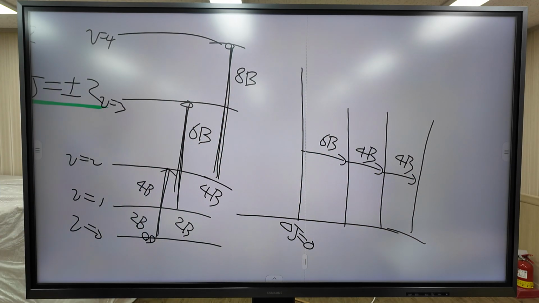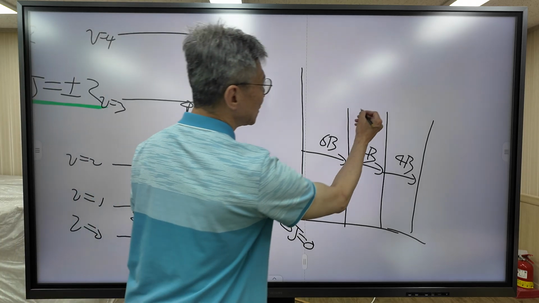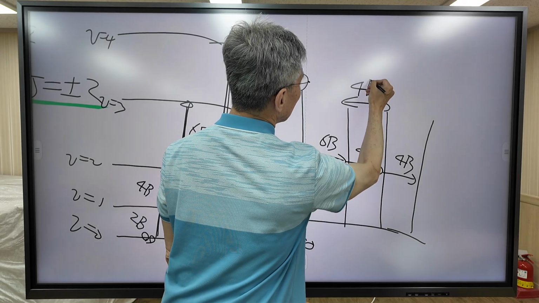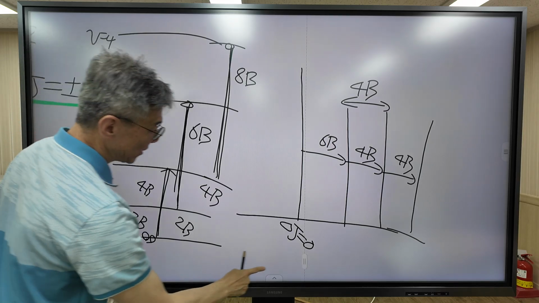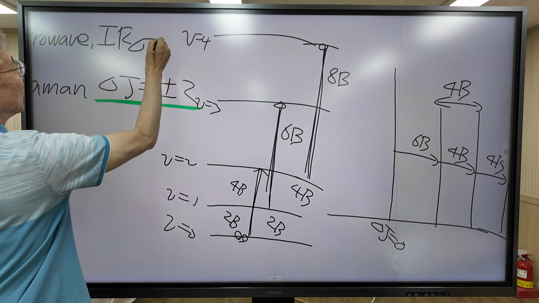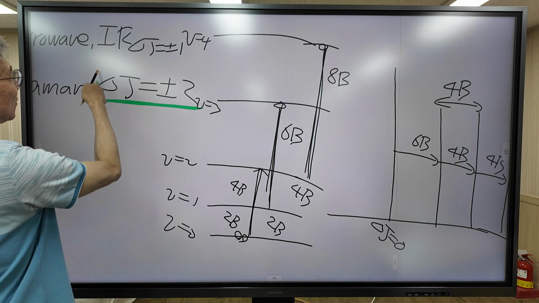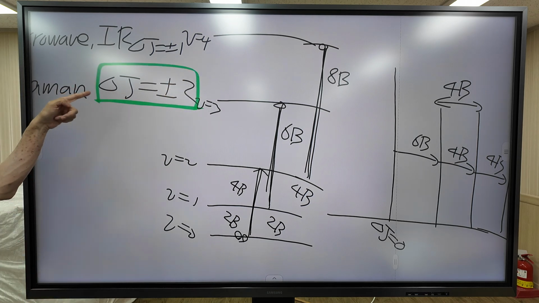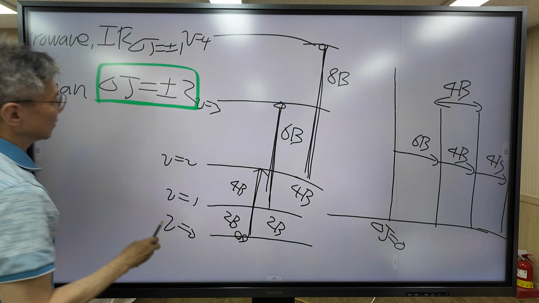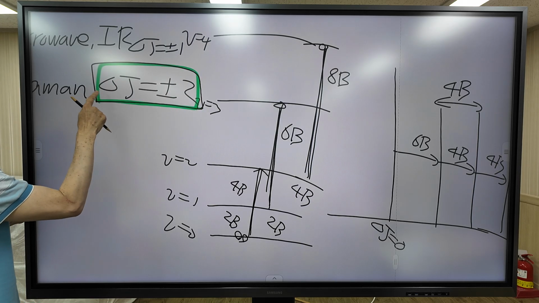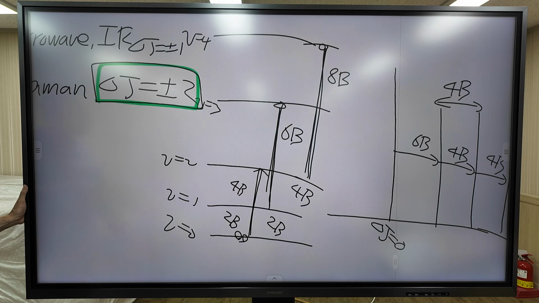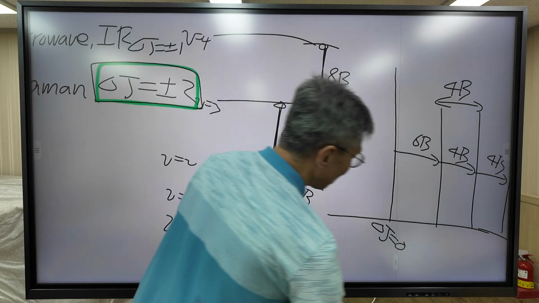Okay. So in contrast to IR or microwave, the peak-to-peak spacing is now 4B, not 2B, because the selection rule changes from plus or minus 1 to plus or minus 2. So this is important to remember. I'm going to go into detail on why the selection rule for Raman spectroscopy changes to delta J equal plus or minus 2.